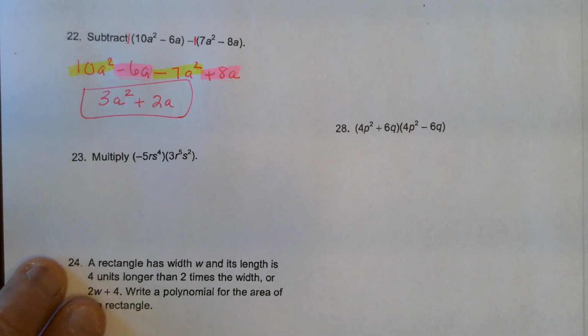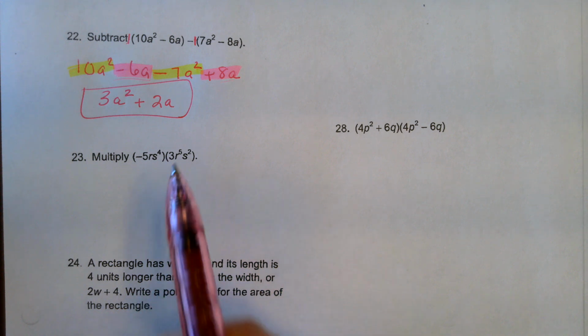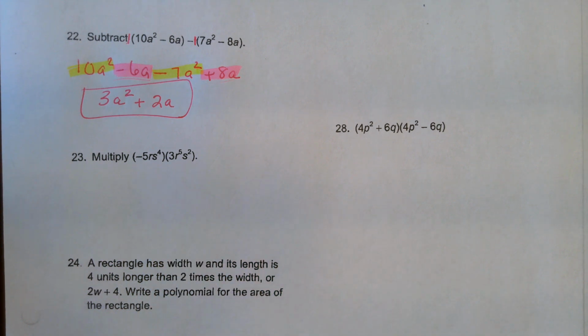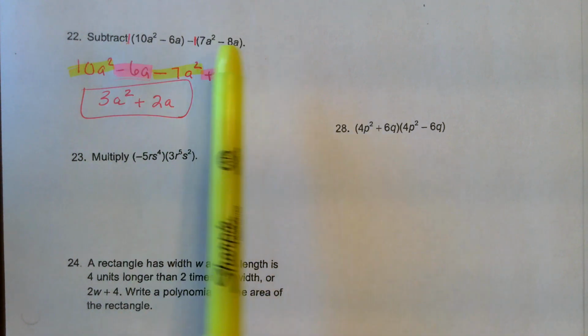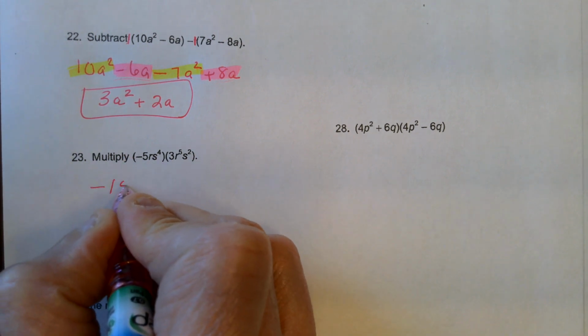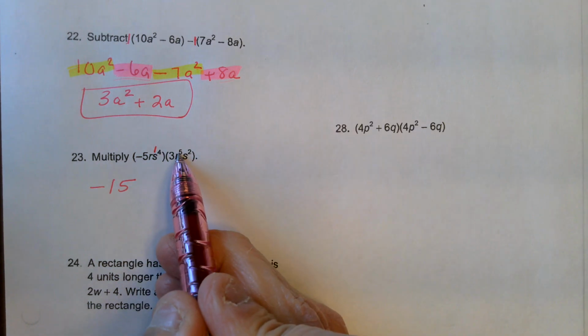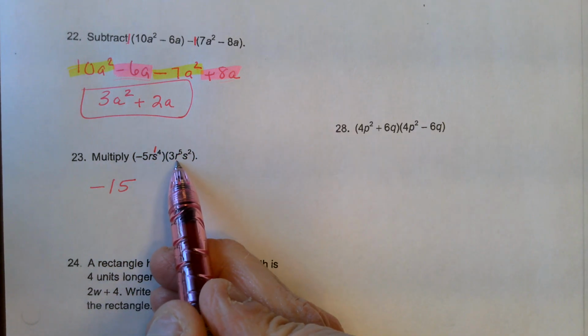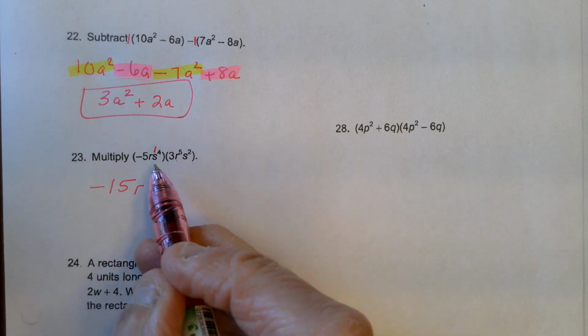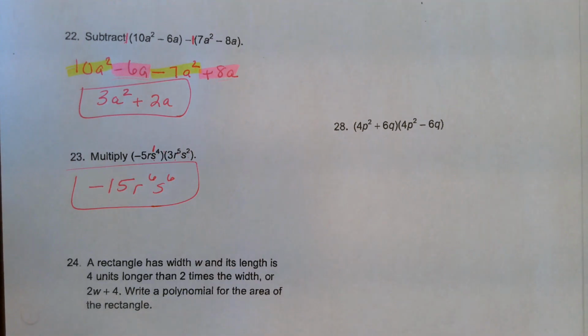We multiply. So here it's just straight up. This times this times this times this times this times this. It's all multiplied. Put the numbers together. Put the r's together. Put the s's together. So there's no special things with like terms when you're multiplying. So negative 5 times 3 is a negative 15. R to the first times R to the fifth. Add the exponents. R to the sixth. S to the fourth. S to the second. S to the sixth. Done.